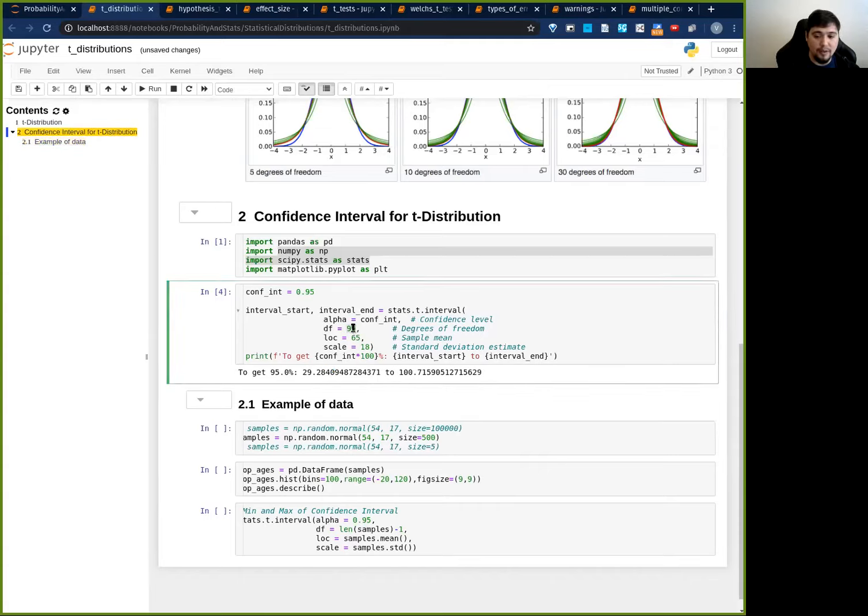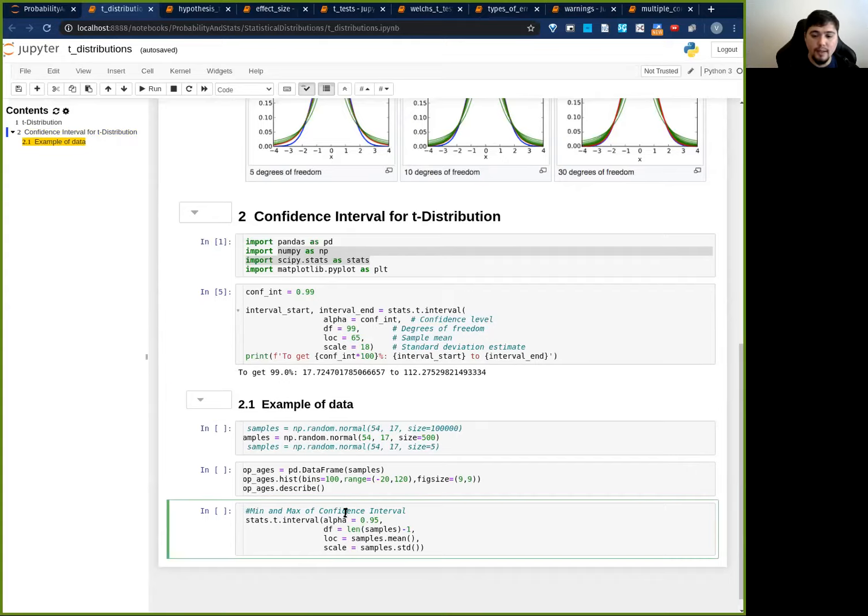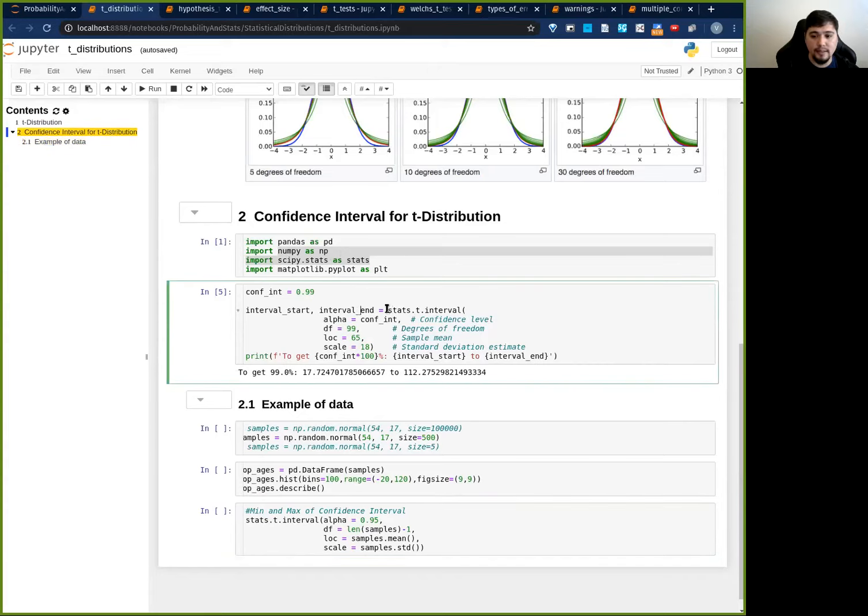Note if I put 99 for the confidence level, there you go. You can see that this should expand outward. In fact, it gets pretty big. You can see 17 to 112. So the interval is getting bigger and bigger, because in order to have more confidence, you have to have a wider range. Okay, so that's really how you can calculate this t interval, this confidence interval.